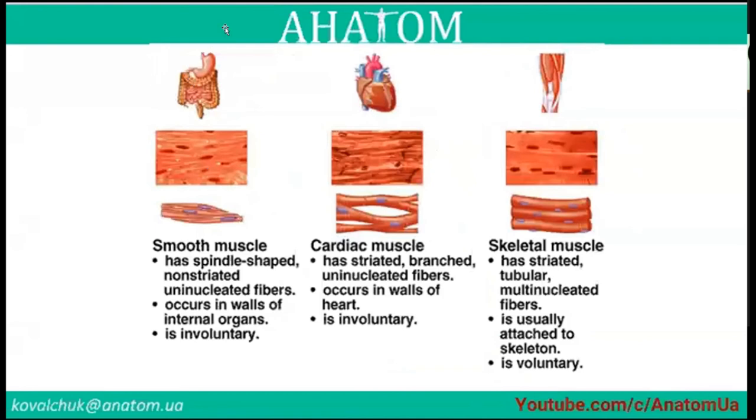Smooth muscle is located in the digestive tract and occurs in the walls of internal organs, and is involuntary. Cardiac muscle is striated, branched, and occurs in the walls of the heart. It is involuntary, the same as smooth muscle. But skeletal muscle is voluntary, has striated tubular multinucleated fibers, and is usually attached to the skeleton.